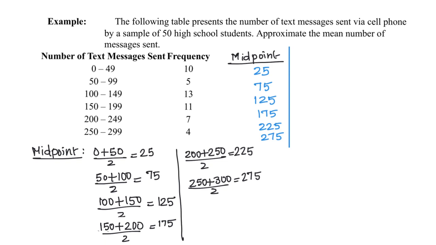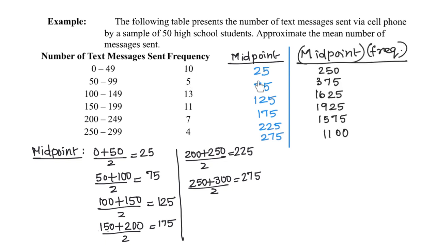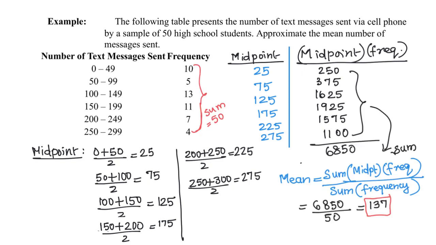Now, I need to multiply the midpoint by the frequency. I multiplied each one by the corresponding frequency. Now, add all these, then find the sum of the frequencies and divide. The sum of the frequencies is equal to 50. So, divide the sum by 50 to get the mean.